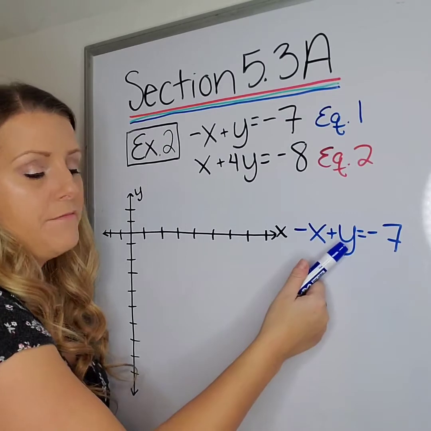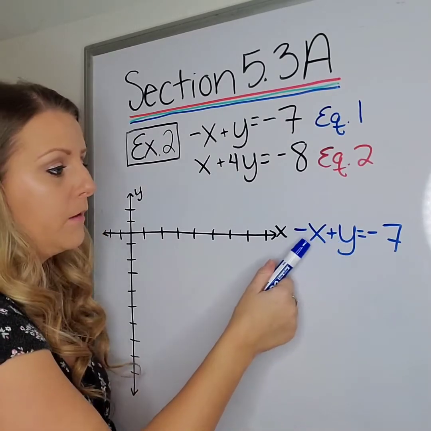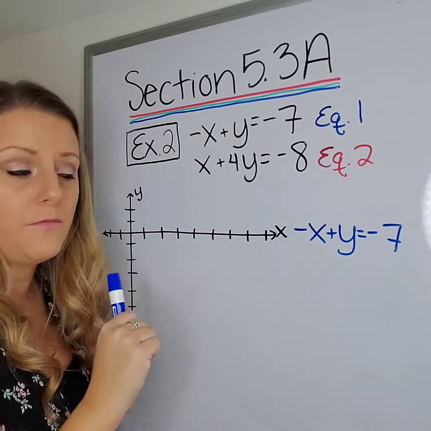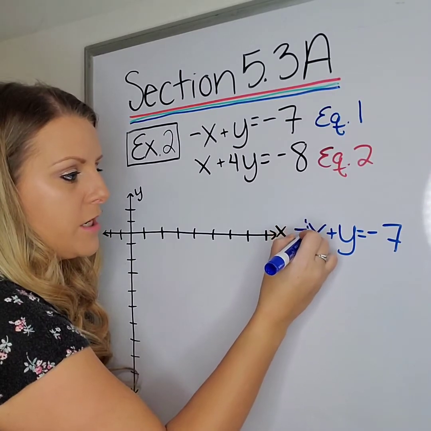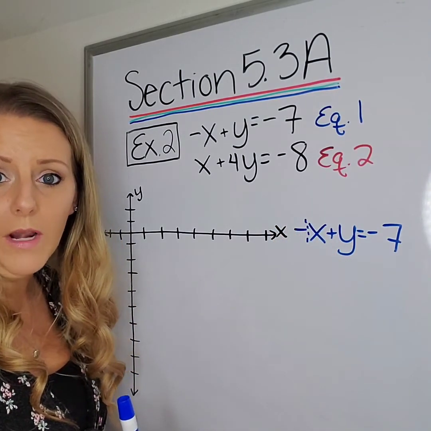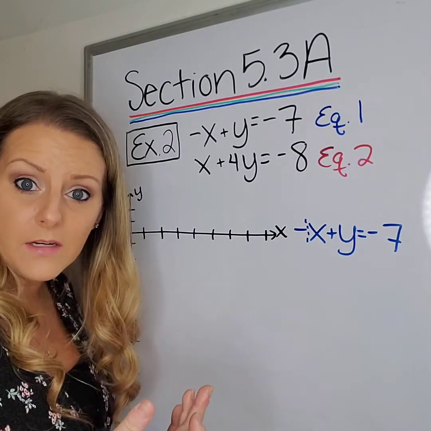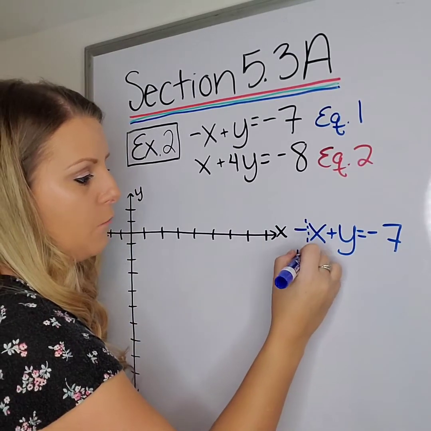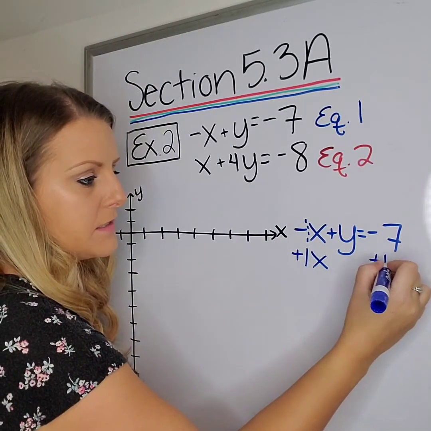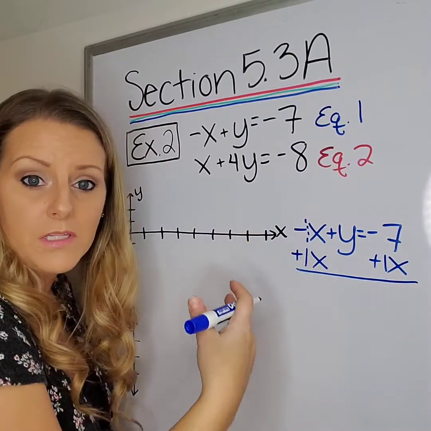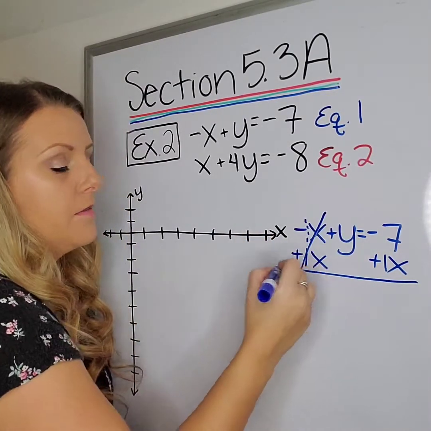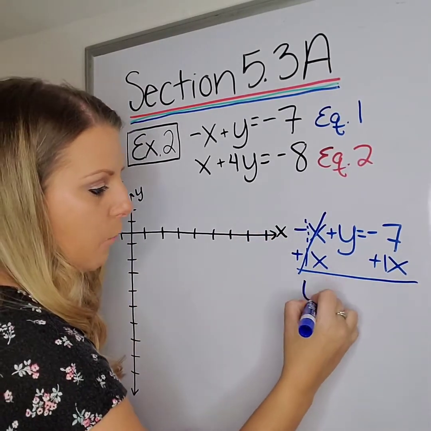Now, before you graph, you have to have y by itself. Y is not by itself. There's an x out in front. There's actually an imaginary 1 there. So it's like a negative 1x. Well, what's the opposite of negative 1x? Positive 1x. So you're going to add 1x to both sides. Whatever you do to one side, you have to do to the other. These go away and you get y equals.